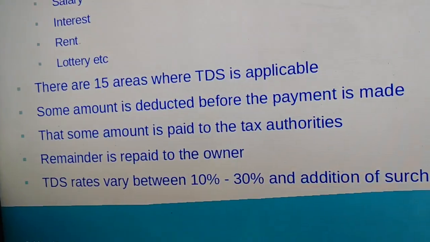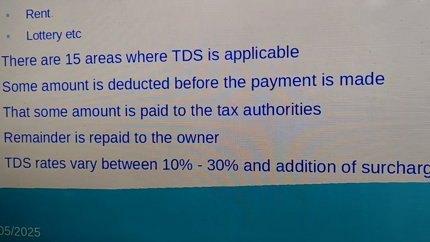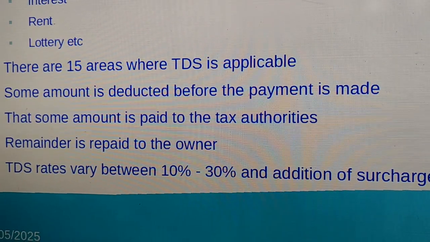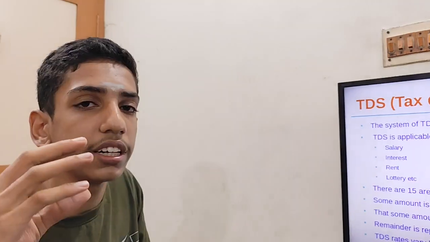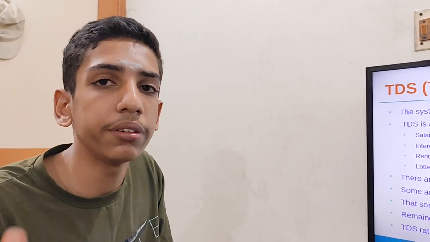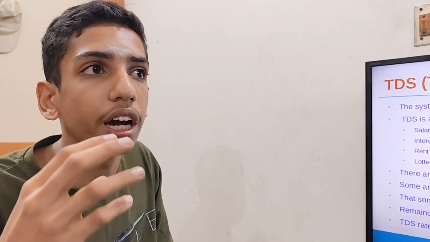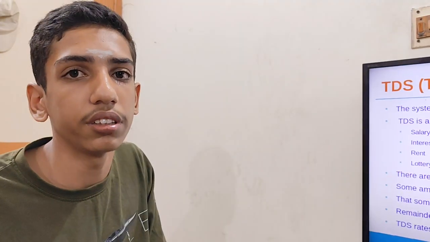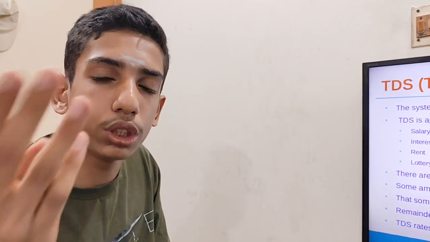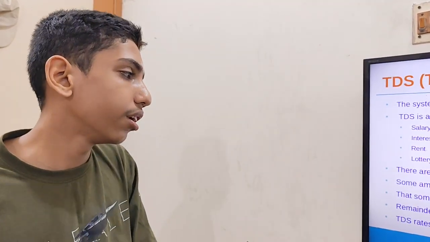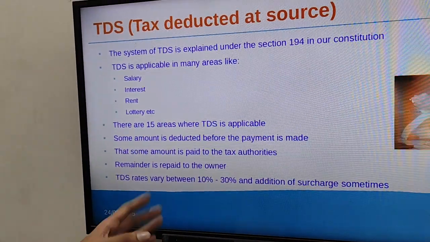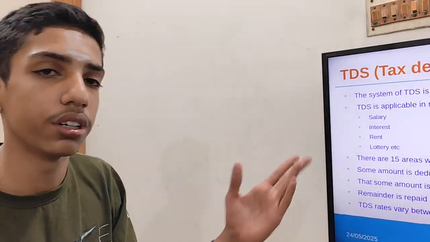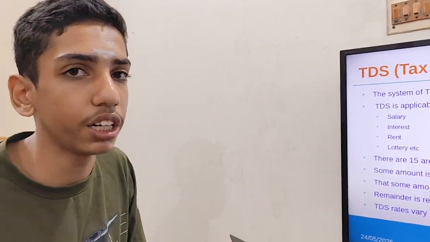It is reported every year, per annum, and they will check the amount of tax. If the tax deducted is greater than the actual tax amount, then the government will repay the remaining money, and if it is less than the actual tax amount, then we should repay the difference to the government. The TDS rates vary between 10 to 30 percent, plus a surcharge, which is an extra charge for gambling games like lottery, etc.